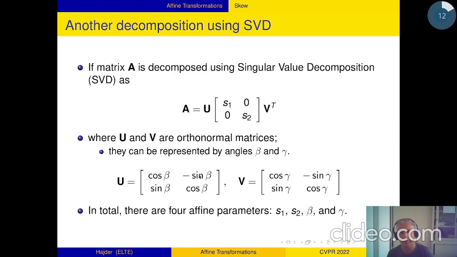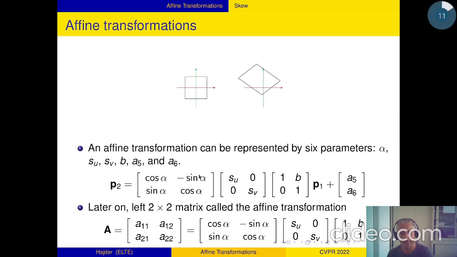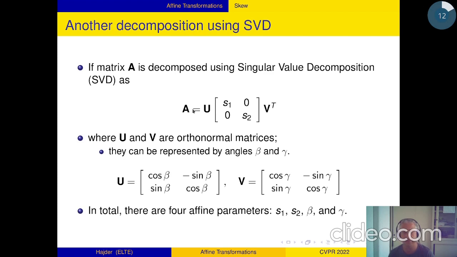There is another usual decomposition. Okay, so this is only one decomposition, but several decompositions can be formed for decomposing the linear part of the affine transformation. This one applies a singular value decomposition to the linear part. I should highlight that in this tutorial, the letter A usually denotes the linear part of the affine transformation.